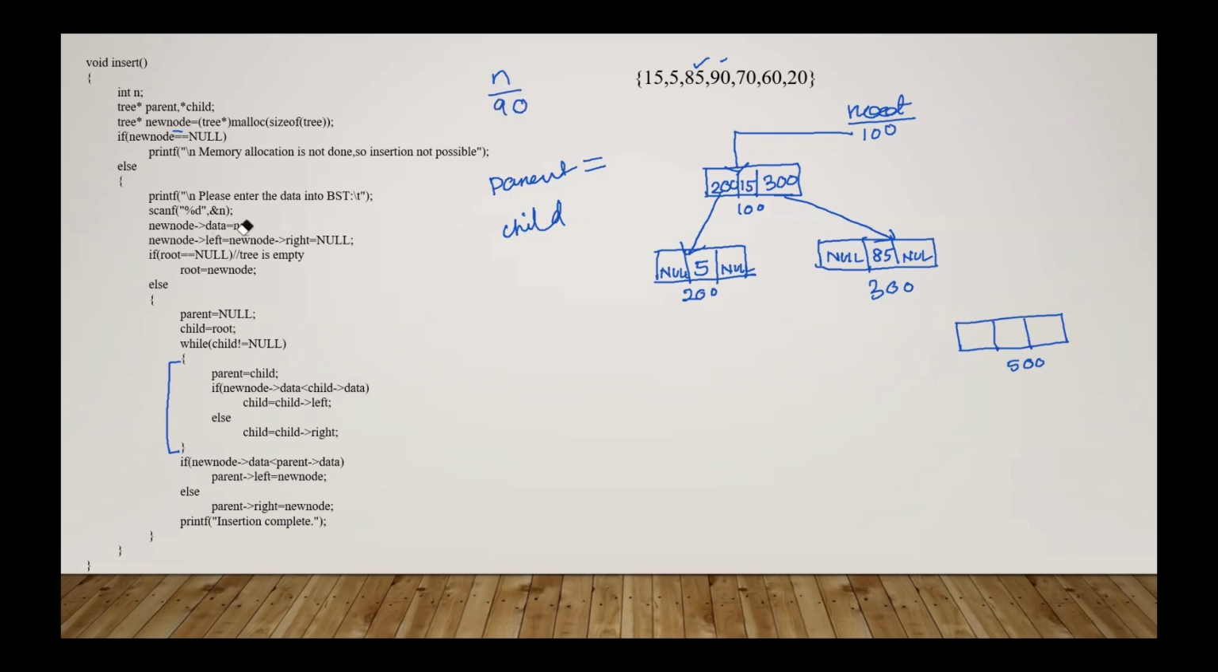New node data equal to n. New node, what is this? This one is our new node. So new node data means we have to store the 90 here. Left we have to store the null value. Right pointer also stores the null value.